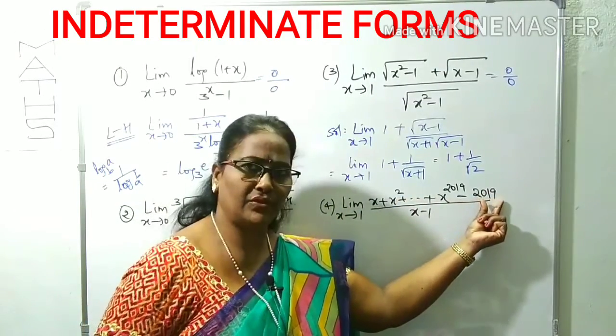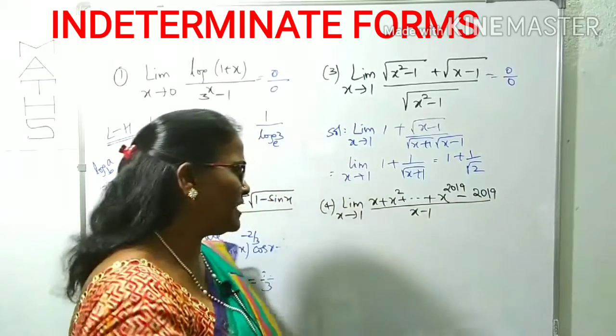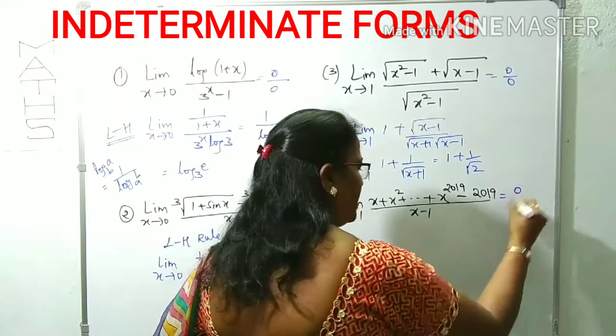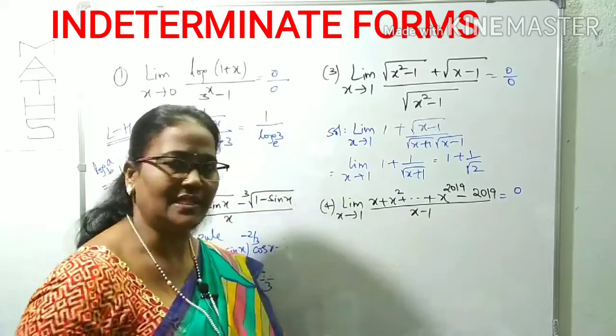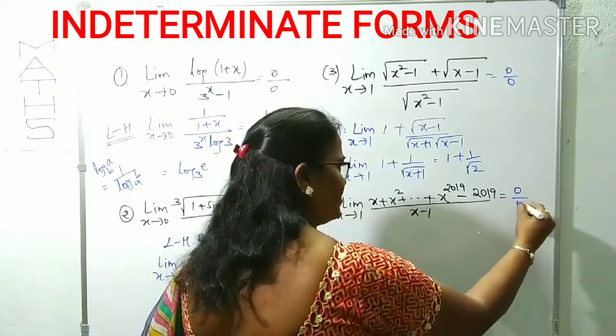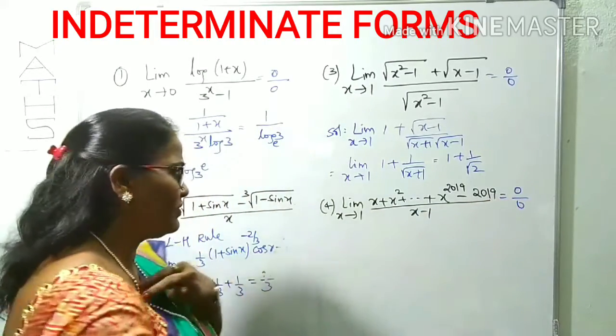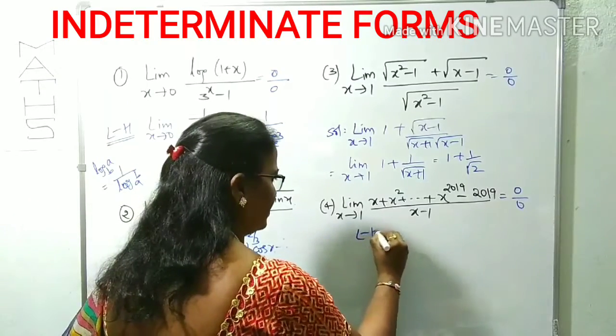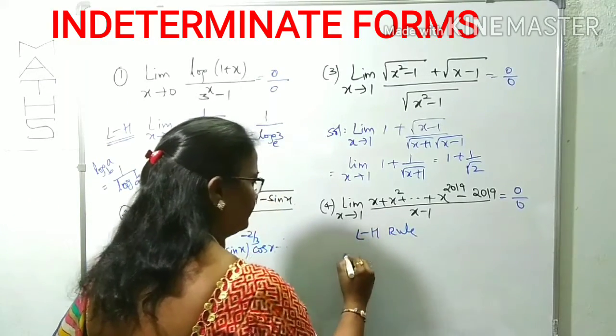2019 already here, minus 2019 is there. Both get cancelled, becomes 0. And the denominator 1 minus 1 is 0. Once again it is clearly in the form of 0 by 0. As usual, you can use L'Hospital's rule. Tell me what is L'Hospital's rule here? Numerator derivative.